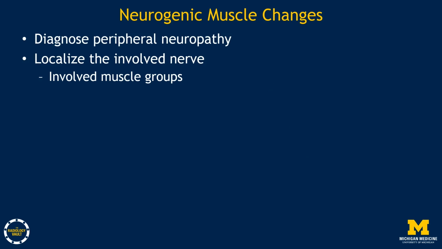We also look at muscle changes, neurogenic muscle changes, as part of the nerve evaluation. First and foremost, to diagnose peripheral neuropathy, but also to try to identify and localize the involved nerve based on the involved muscle groups.